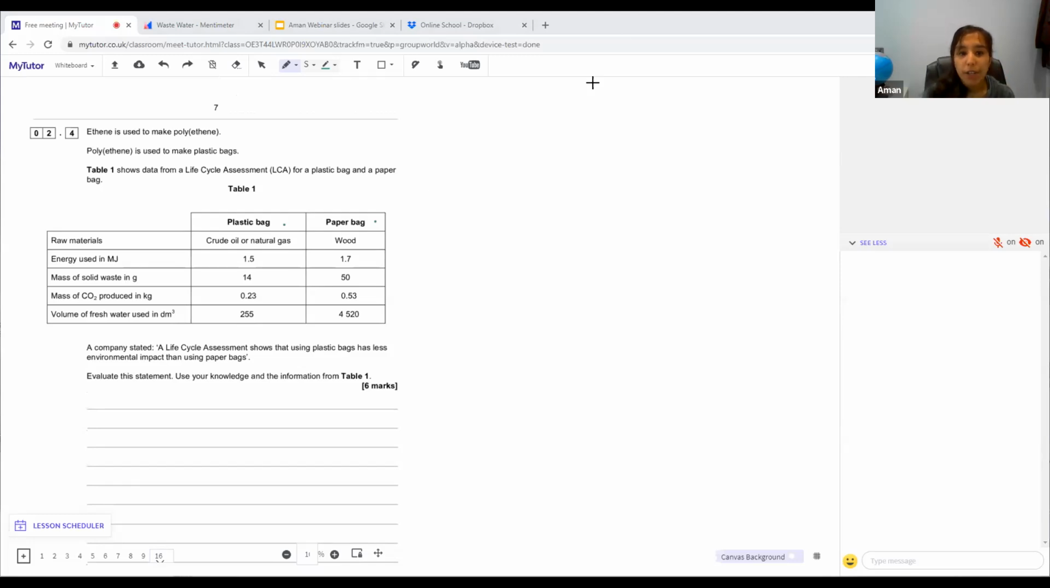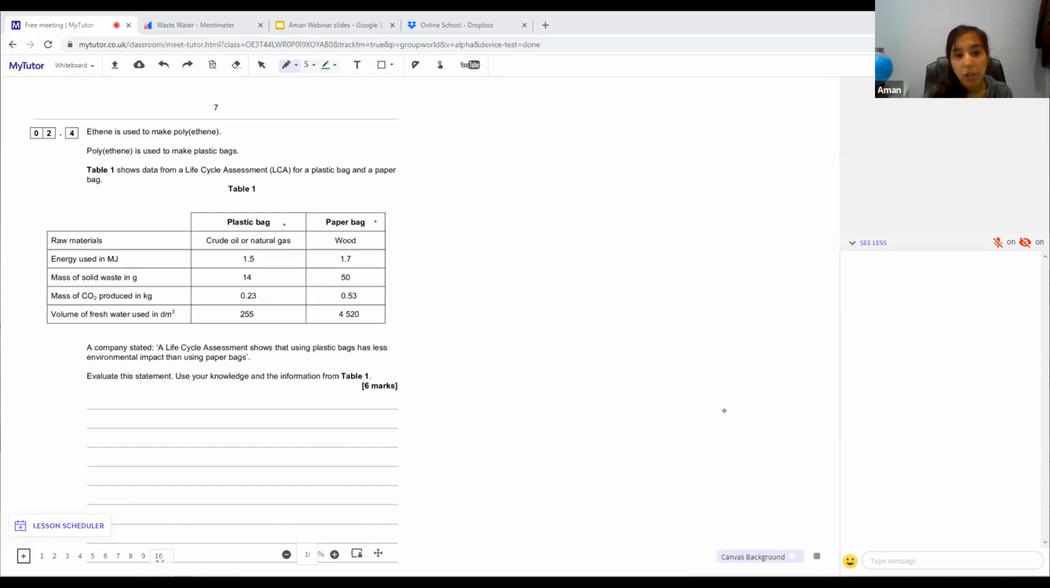Yeah, excellent. So discuss the advantages and disadvantages. Evaluate literally means look at both sides. Okay then, thinking about that: this company has said that using plastic bags has less environmental impact than using paper bags. So pros and cons of that statement, or things for it and things against it. That's how I would think about it: things that agree with this statement and things that disagree with it.